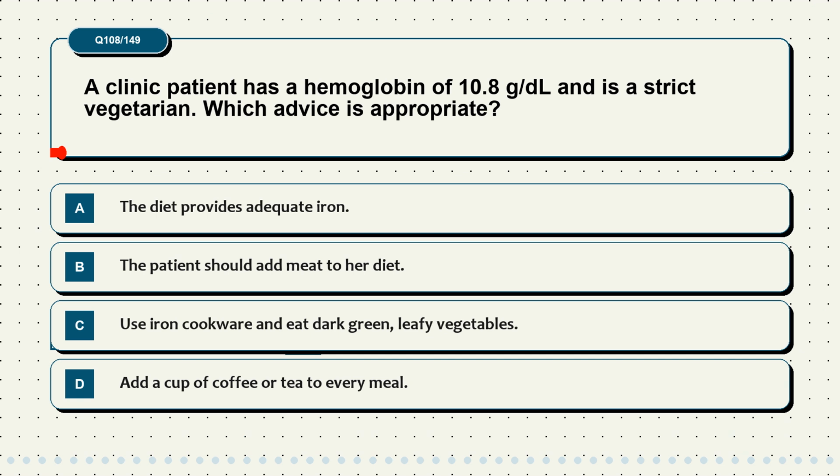Question 108. A clinic patient has a hemoglobin of 10.8 g/dl and is a strict vegetarian. Which advice is appropriate? Here are the options. Option A. The diet provides adequate iron. Option B. The patient should add meat to her diet. Option C. Use iron cookware and eat dark green, leafy vegetables. Option D. Add a cup of coffee or tea to every meal.